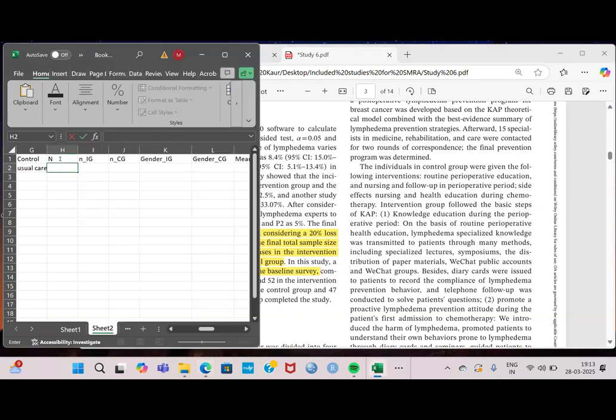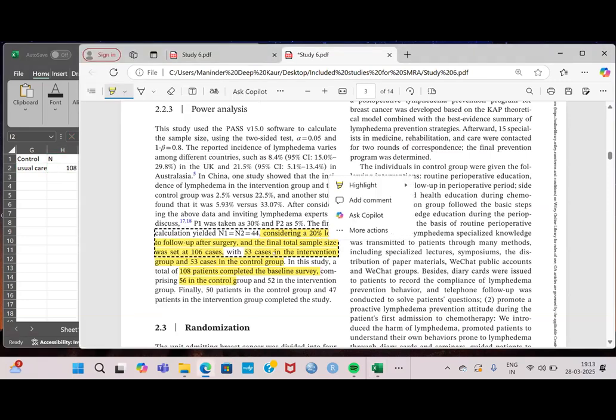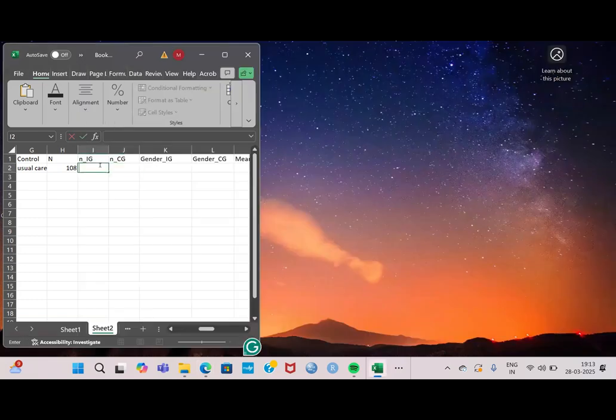So I will enter here N as 108, and the number in the intervention group, I will take only 47 and 50 participants, 47 and 50. So the intervention arm has a size of 47 and the control group has 50. Okay.